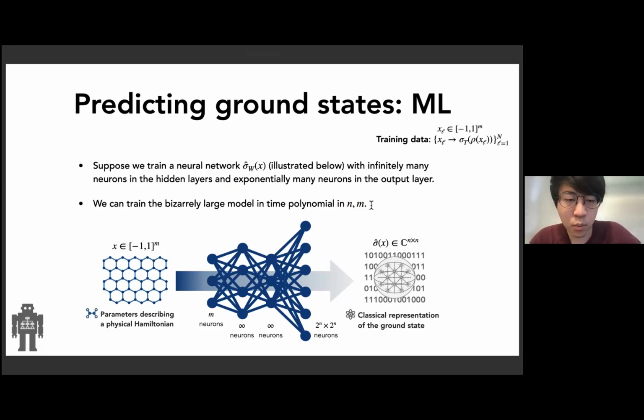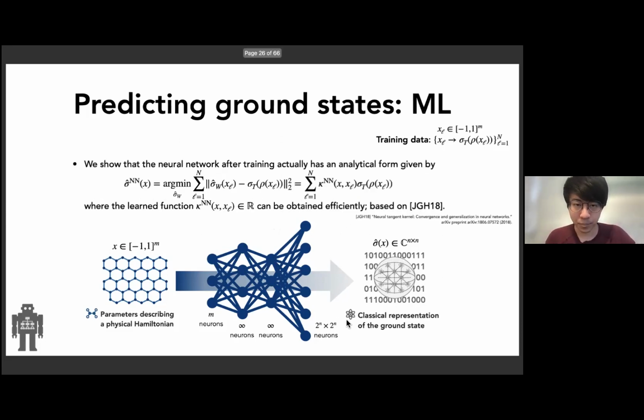So for example, we can consider training a neural network that's illustrated below, where it has infinitely many neurons in the hidden layers and exponentially many neurons in the output layer. Despite all this infinity and exponentially large scaling, we can actually train this bizarrely large model in time that's polynomial in both small n and small m. In particular, based on neural network theory, one could show that the neural network after training actually has a closed analytical form. So what we mean by that is the following.